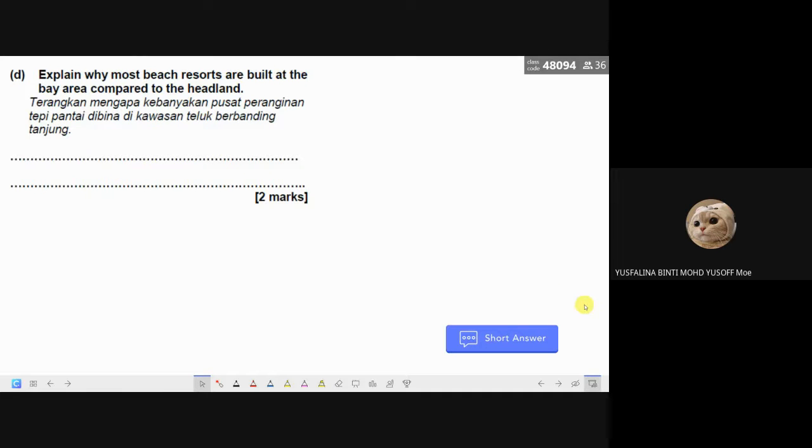For this one, you need to explain why most beach resorts are built at the bay area compared to the headland. 2 marks means you must have 2 points. So this is the bay area, right? Usually at the bay area, what shape is this? I gave you a clue already. So what happens if they are shaped like this? What happens to the energy?